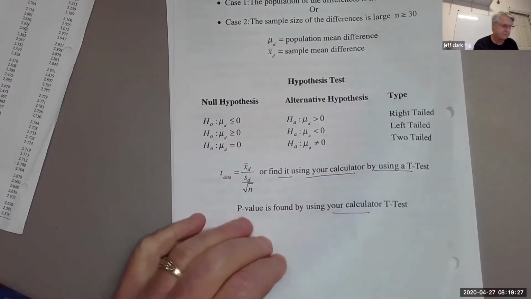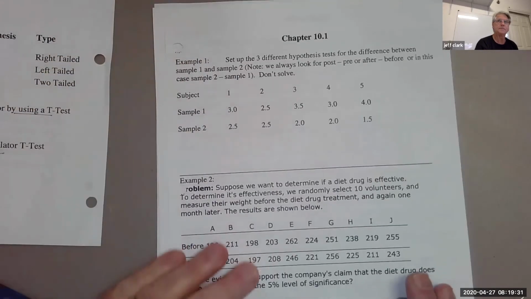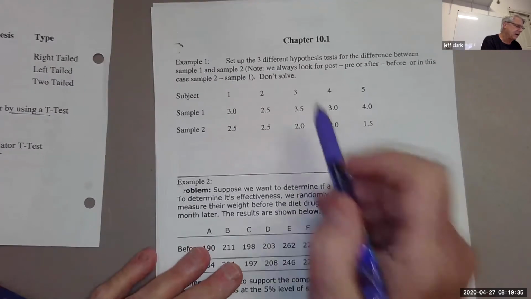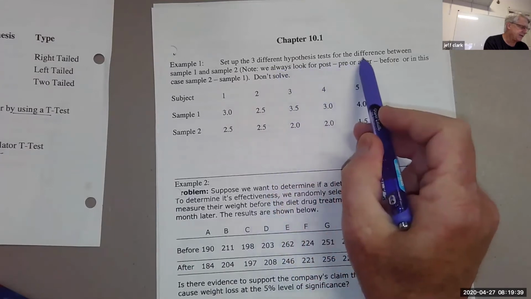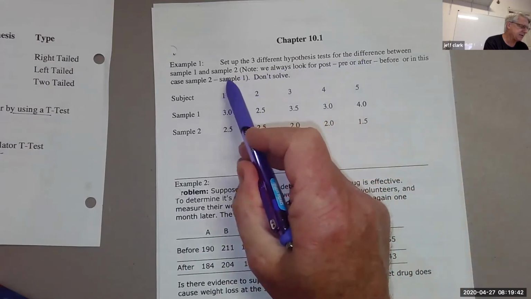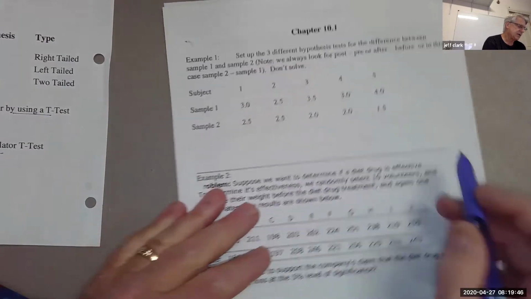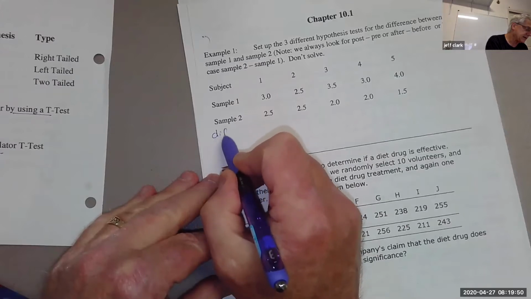Okay, let's keep going. So example 1 that I've got up here, we're going to set up 3 different hypothesis tests for the difference between these 2 samples. We're always going to do sample 2 minus sample 1. So let's do the differences. I'll write differences.